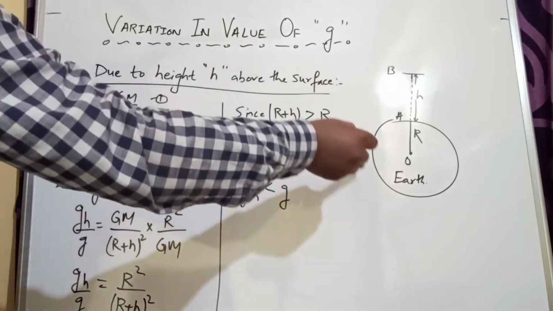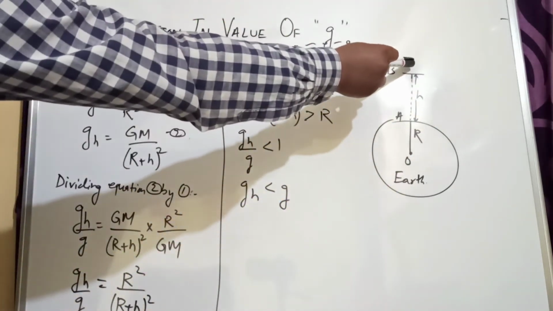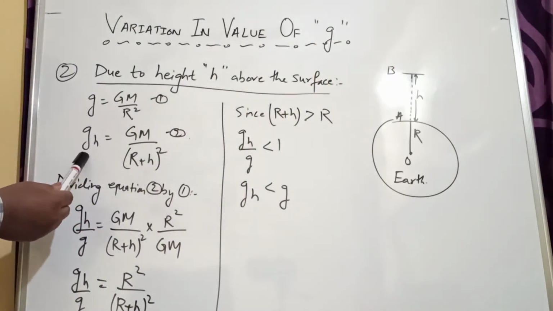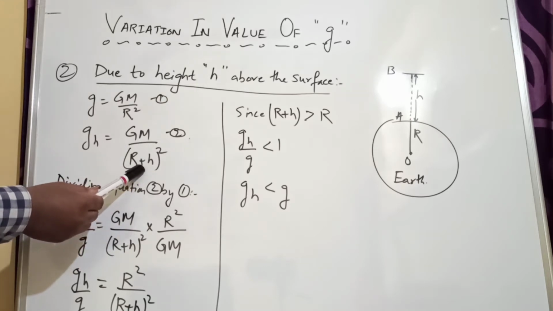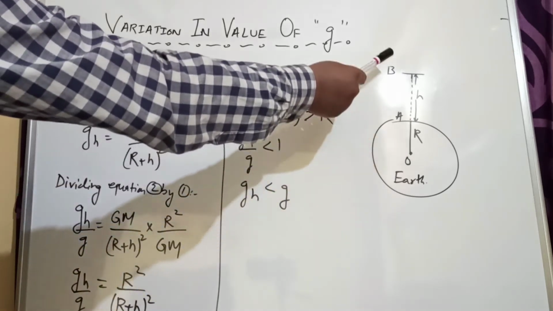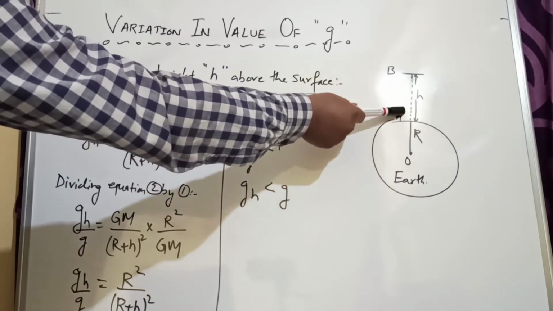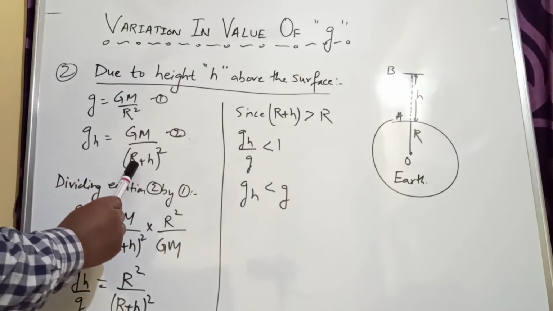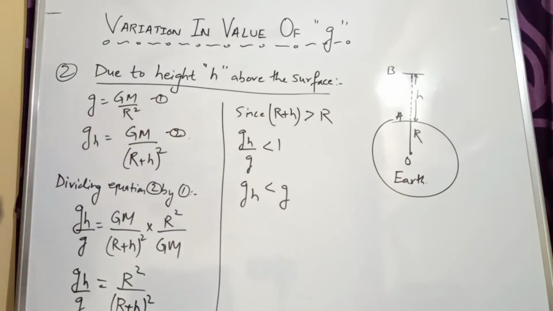Now in this case we have to calculate the value of small g at this position. So the equation will become, obviously, g subscript h is equal to GM upon (R plus h) whole square. Why? Because now the distance between the object and the center of Earth is R, the radius of Earth, plus this height. So in place of r in this equation we will write (R plus h) whole square. Clear? Now this is equation number 2.